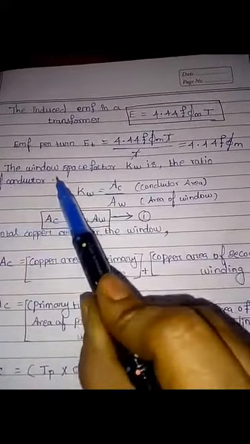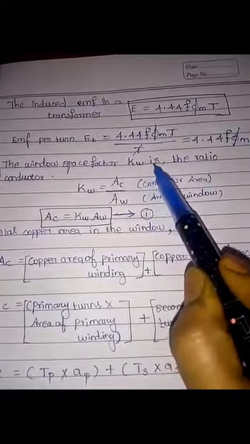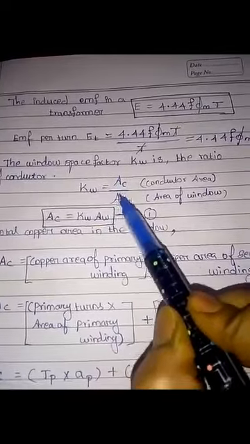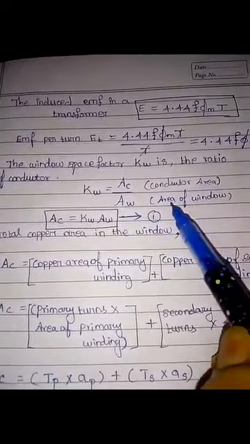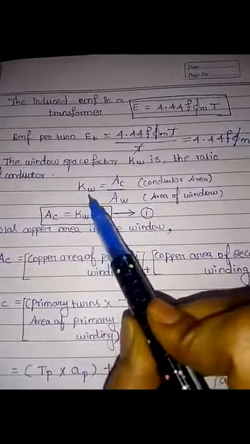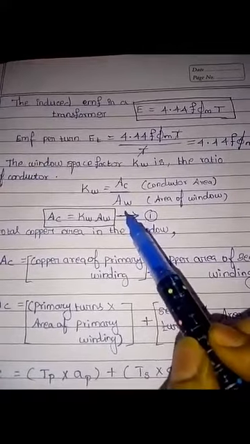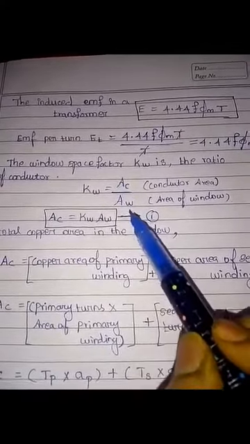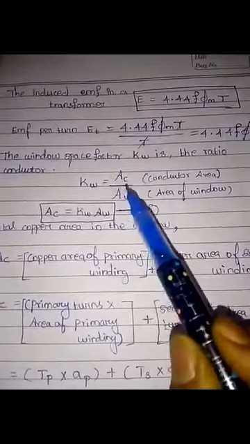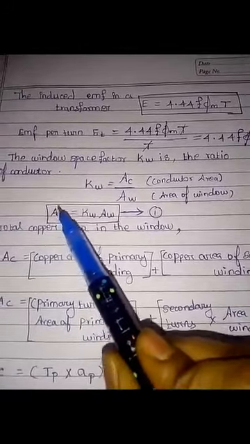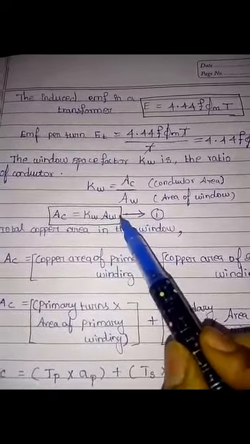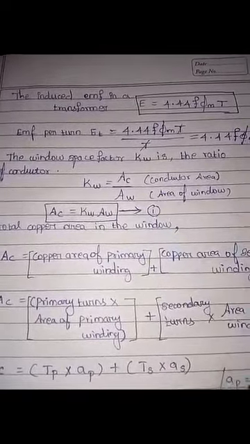Then the window space factor, that is KW, is the ratio of the conductor area to the window area. So KW depends upon the conductor area and the area of the window. So the equation is KW equals AC divided by AW, conductor area and window area. If we want to define the AC value, we get AC equals KW into AW. Let us call this equation 1.